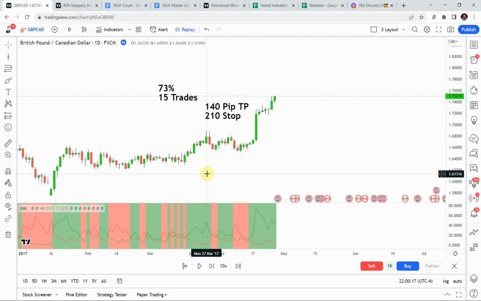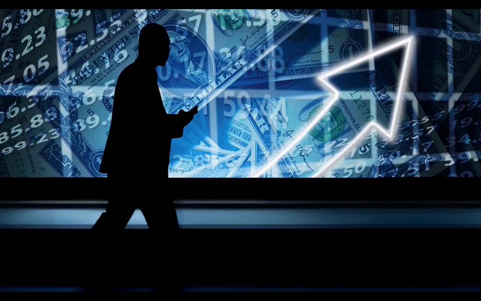Today, we will be looking at an advanced testing of the Directional Movement Index indicator.